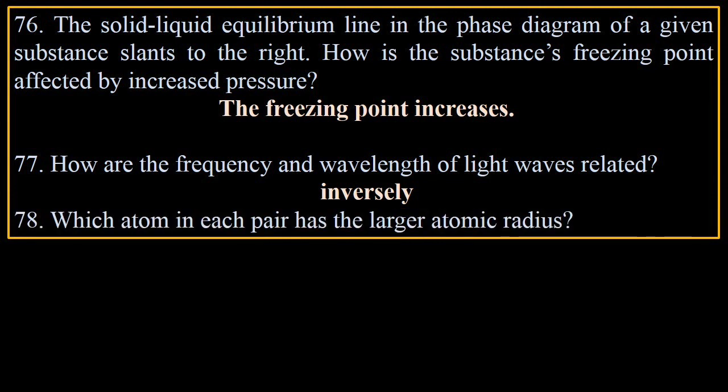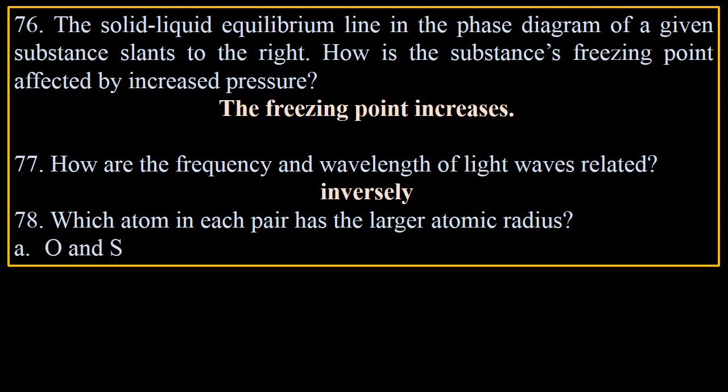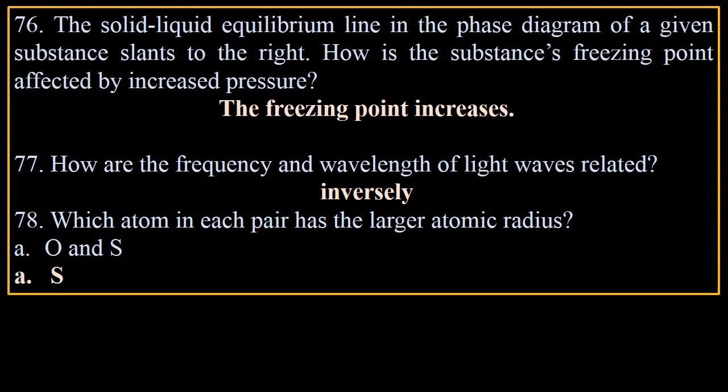Which atom in each pair has the larger atomic radius? It's going to be the one with the larger principal quantum number, oxygen or sulfur. Sulfur is below oxygen, so it's going to be sulfur. Sulfur has 3p, and oxygen is 2p, so sulfur would have the larger atomic radius.